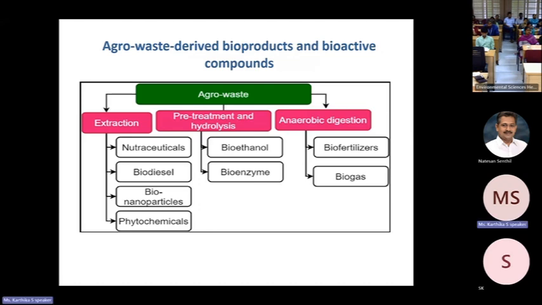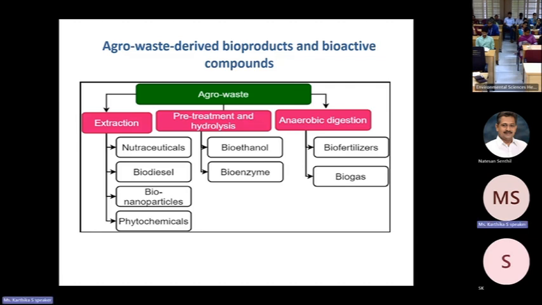Now they found out, in separate experiments they conducted, it's true. They announced that too much accumulation of even nanoparticles circulating in the bloodstream is more responsible than other diseases for creating heart attacks. How can we find the remedy? So this is the way: agro-waste derived bioproducts and bioactive compounds. Bioactive compounds we need.